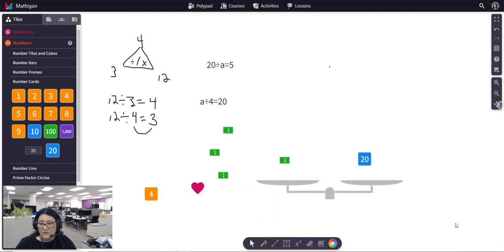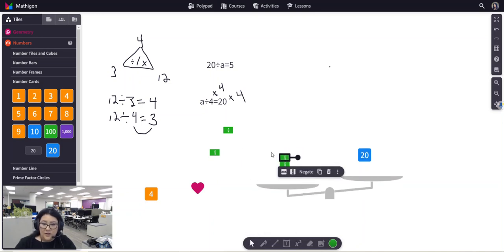That's what I know. But I don't want to know what a divided by 4 is. I want to know just what a is. So in order to figure that out, I am going to have to multiply this by 4, which means I'm going to have to multiply this by 4. So here, when I multiply a divided by 4, now I've got just 1a, which is what we want. But you can see it's unbalanced.